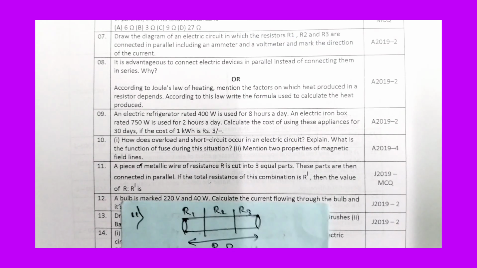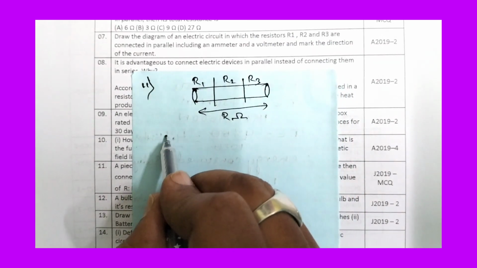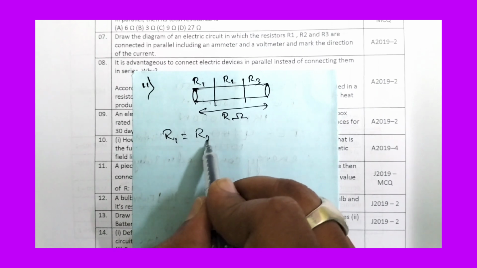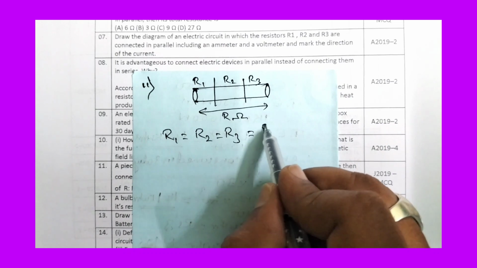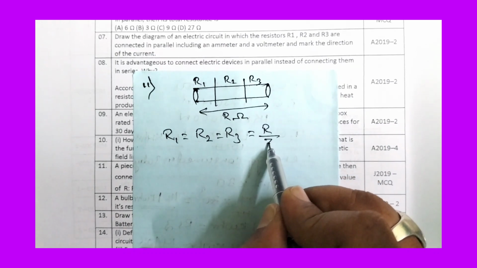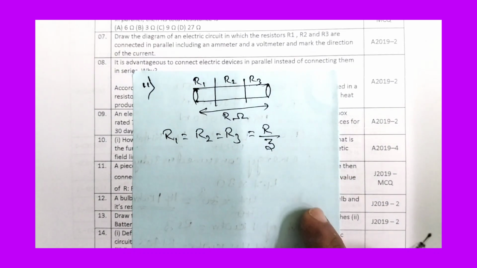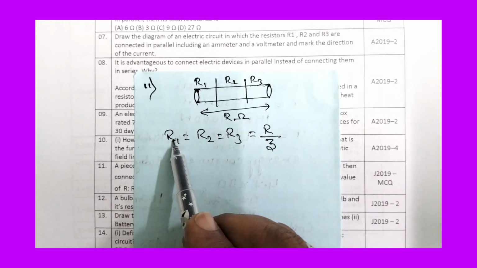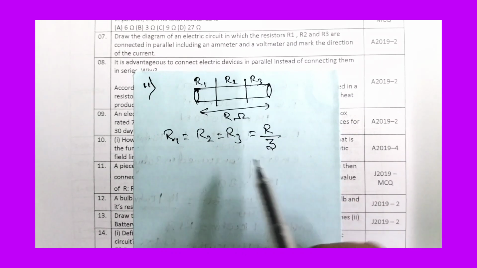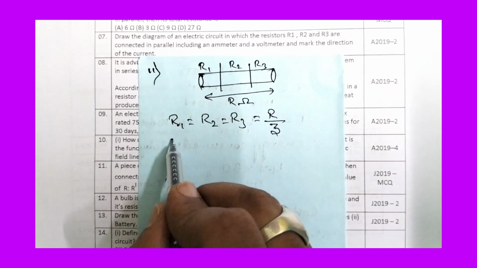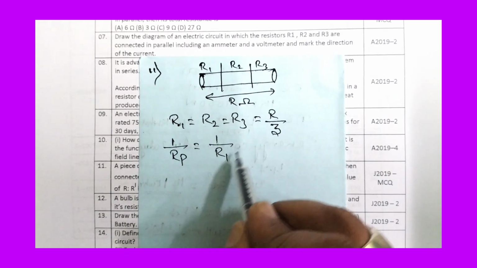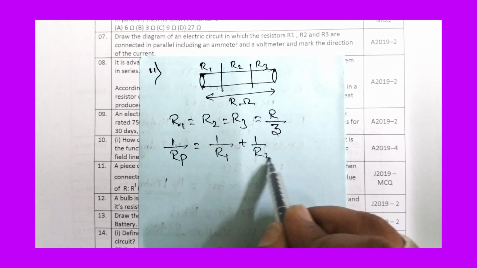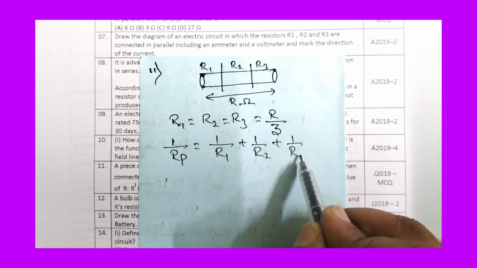So now let us answer this question. ಹಾಗಾದರೆ R1, R2, R3 ಮೂರು ಕೂಡ ಈಕ್ವಲ್ ಆಗಿರುತ್ತೆ. Total resistance is R ohm, divided into 3. So the resistance of each part becomes R/3. All the 3 are connected in parallel. 1/Rp is equal to 1/R1 plus 1/R2 plus 1/R3.